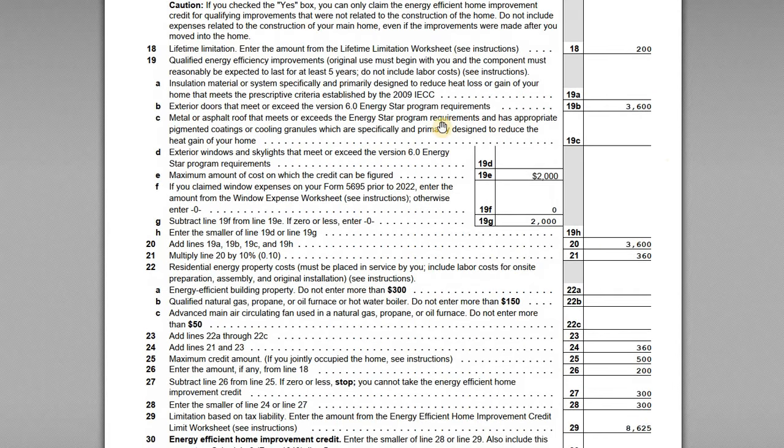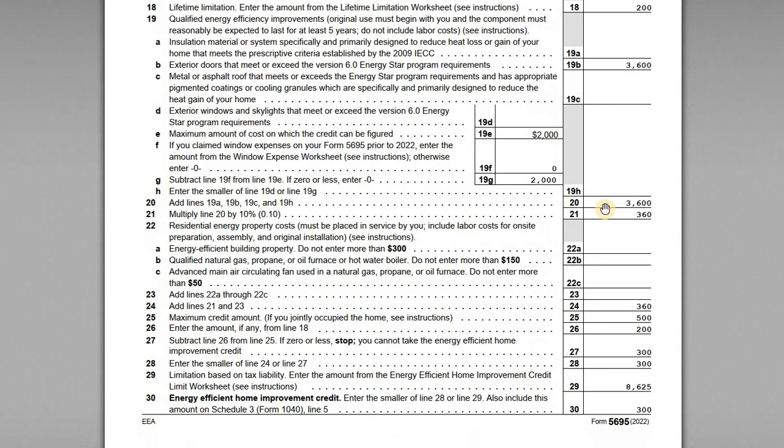So now we go down to line 19B. On 19B, he's reporting the $3,600 of exterior doors, the cost of the doors that were improvements to his personal residence. And then down here on line 20, we have the total. Line 21, multiply that by 10%. There's our $360 credit.